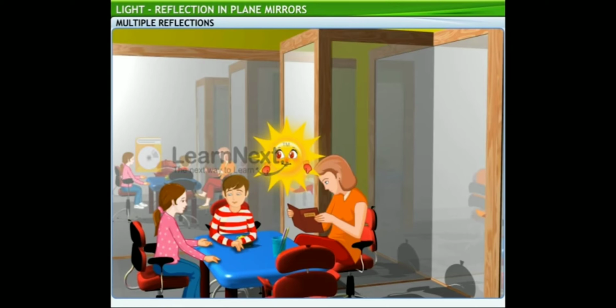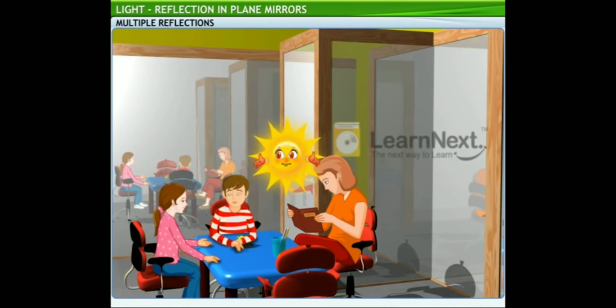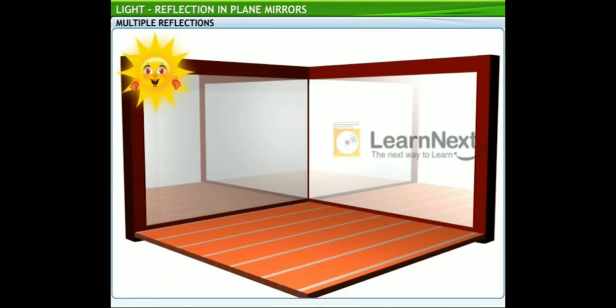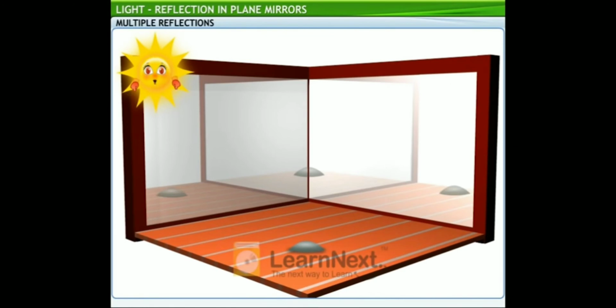I'd sure like to see how my kaleidoscope works. Well, let me show you through an activity. Let's take two plain mirrors and fix them in such a way that their edges form an angle of 90 degrees. Now place a small shell between the mirrors. What do you observe? I can see a total of 4 shells.